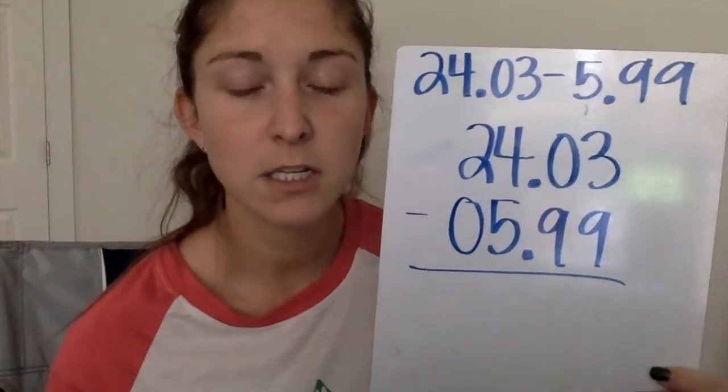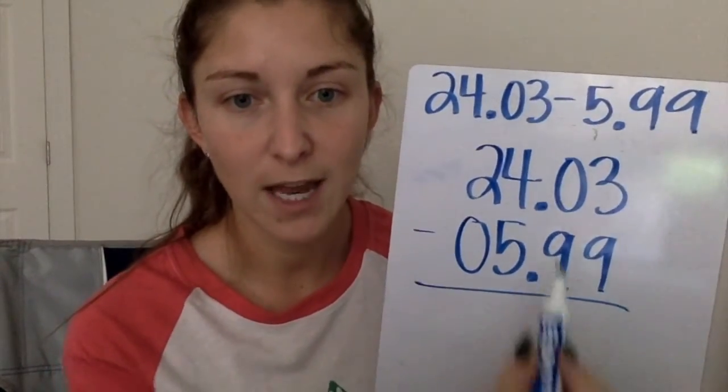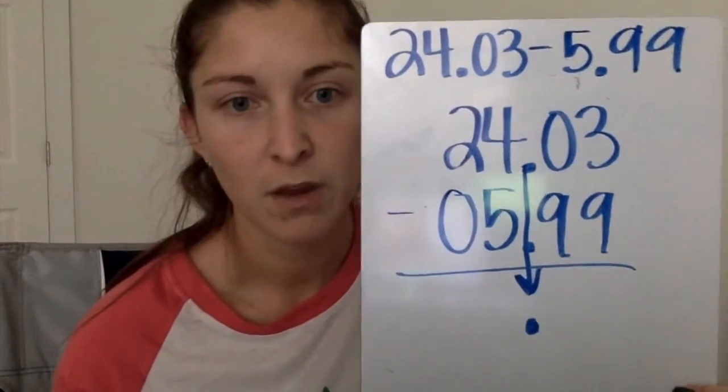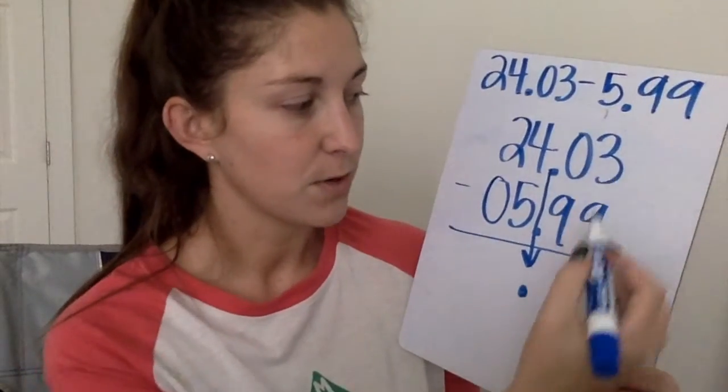The important thing to know is that you are going to have to bring that decimal straight down exactly where it is in the problem. So I can go ahead and do that now. So it will already be there when I start to subtract, and it'll look like that. So first thing I have is 3 minus 9.